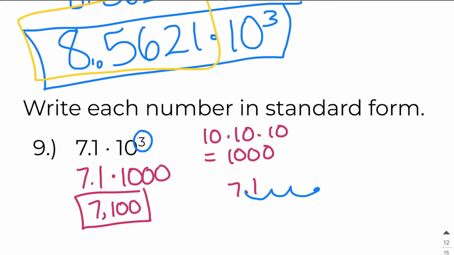Now again, you can just do the shortcut where you move this over 1, 2, 3 times. Why did I do that? Because this is 10 to the power of 3. So every time I multiply by a 10, you're just moving the decimal place over. So I'm doing it 3 times and then fill these in with zeros. So this answer right here would be 7,100.